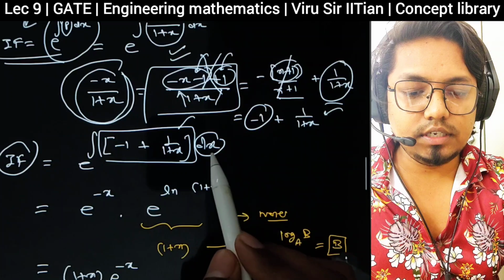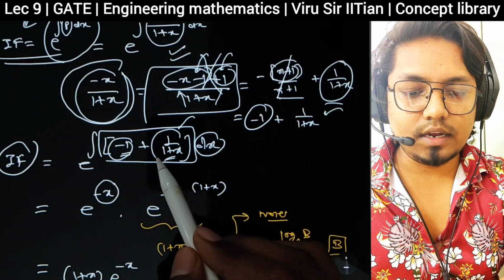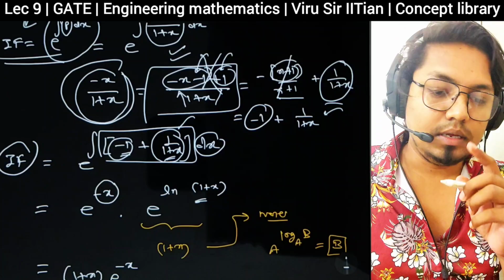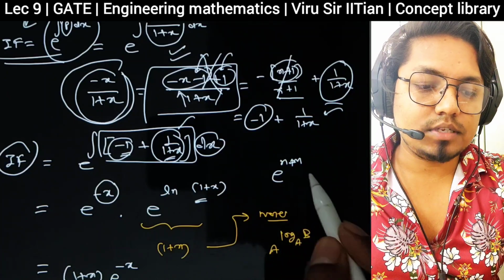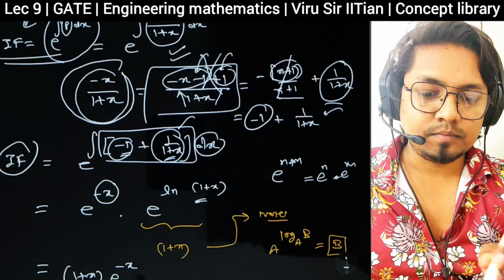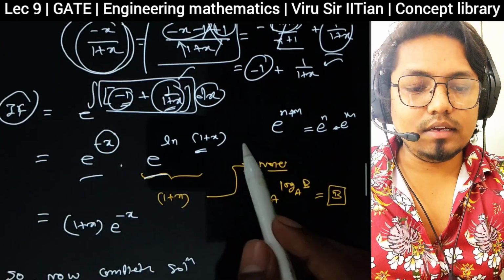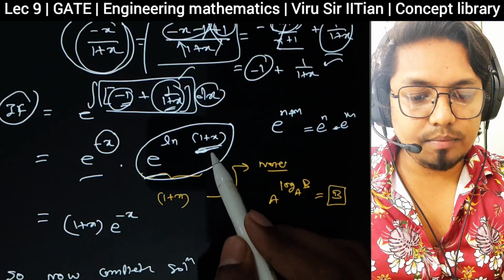Now this dx, if I send here and here, then this guy will become e power minus x, and this guy will become ln of 1 plus x, right? And you know, e power (n plus m) means I can write e power n into e power m, okay. So like that I broke. Why am I writing like this? Because I want to tell you that this answer will become 1 plus x.